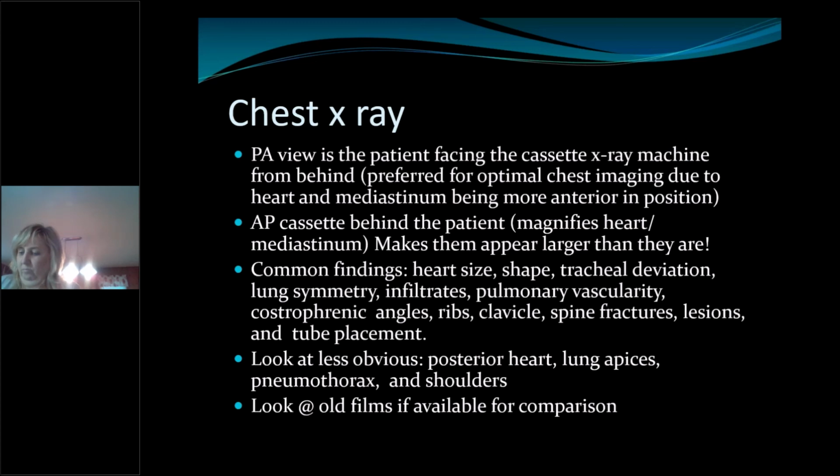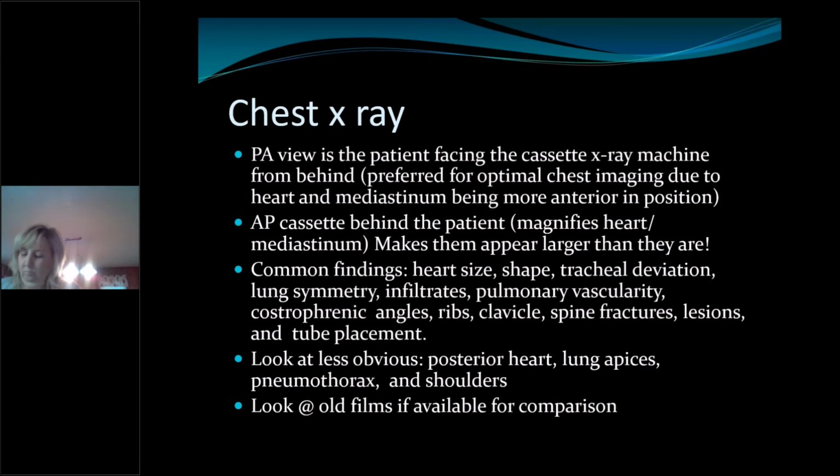And this is, I know it's kind of like, well, duh, this is simple, but there are differences in this. On a PA view, the patient is facing the x-ray cassette, and the x-ray beam is shot from posterior to anterior. This is preferred for optimal chest imaging because the heart and the mediastinum are more anterior, which is going to be closer to the cassette.